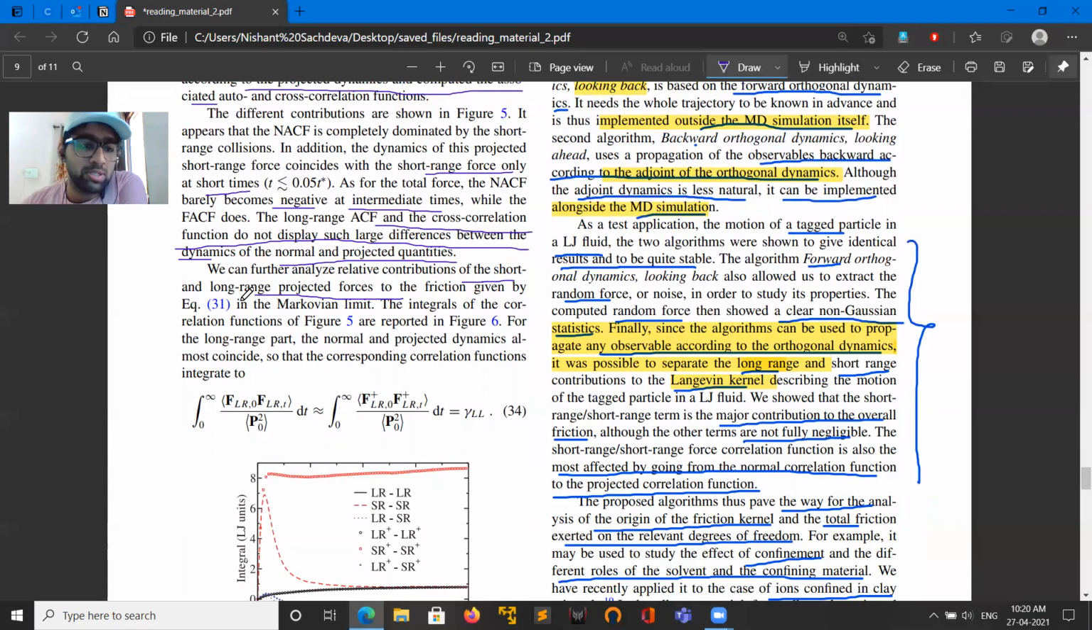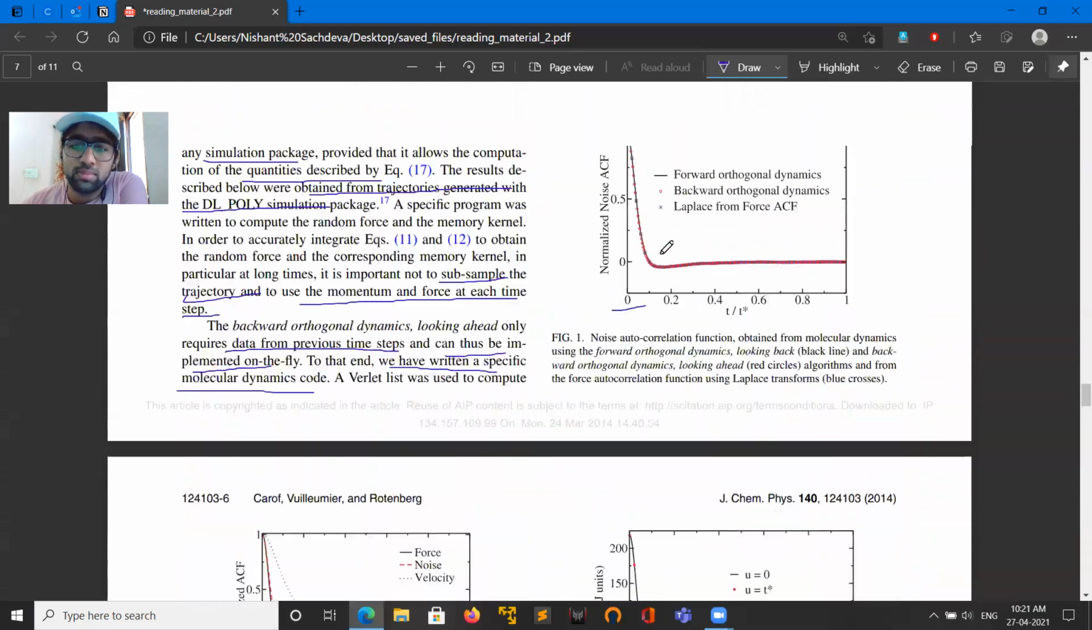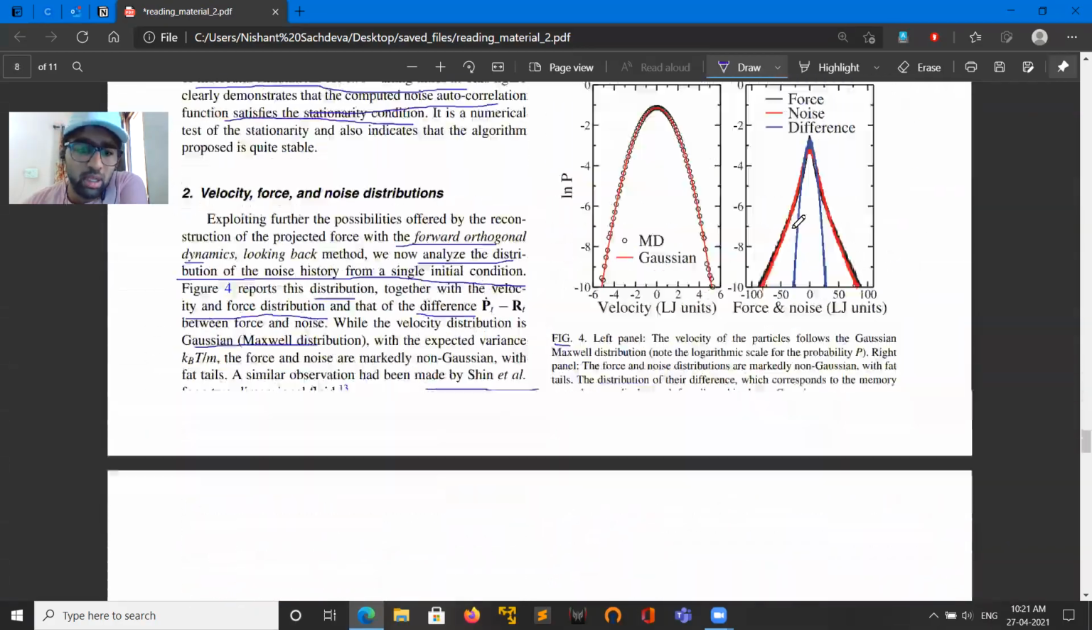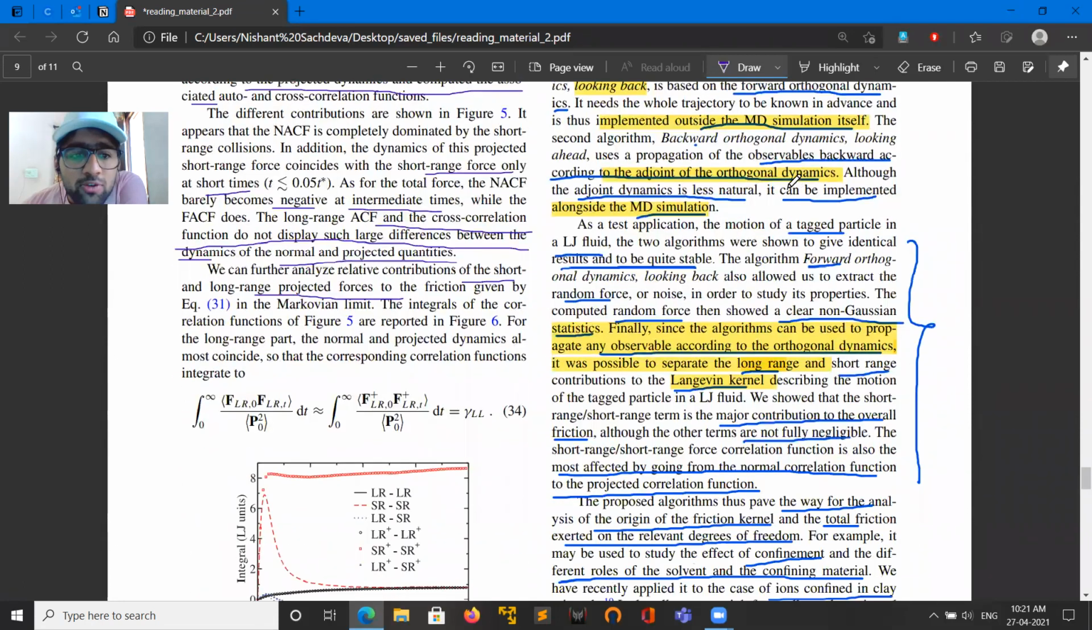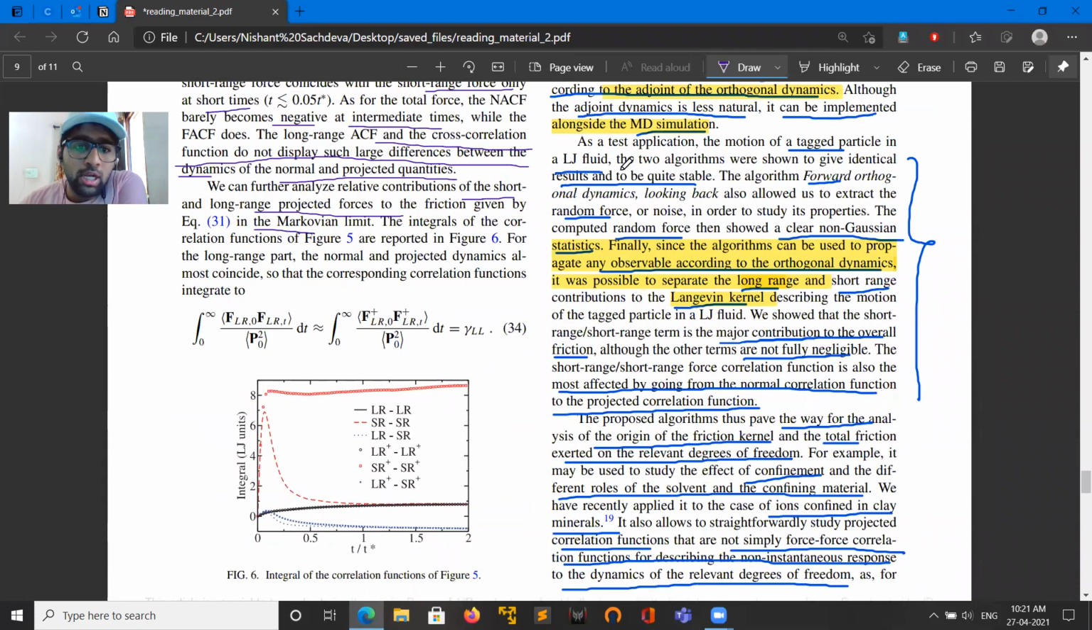You can further analyze the relative contributions of the short and long range forces to the friction given by equation 31 in the Markovian limit. What we'll do here is that the integrals of the correlation functions of figure 5 are reported in figure 6. These are the integrations of these functions here.